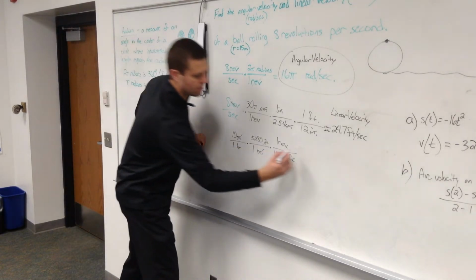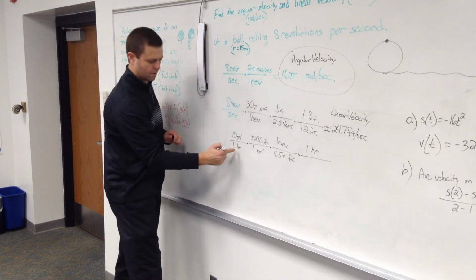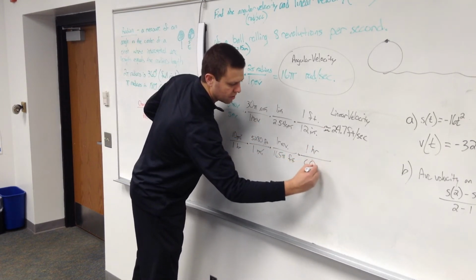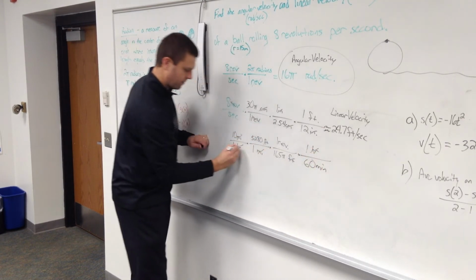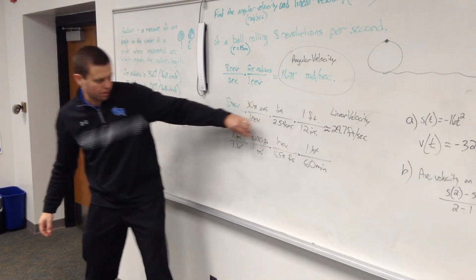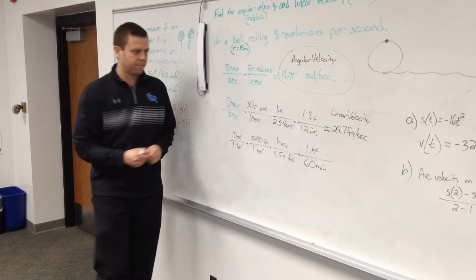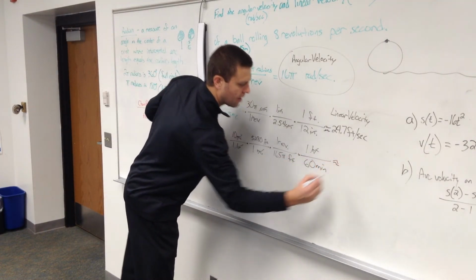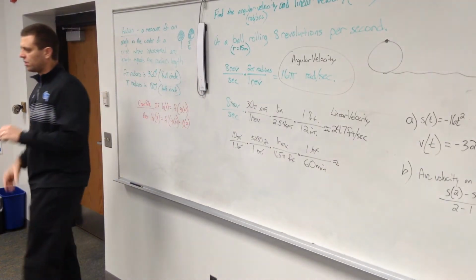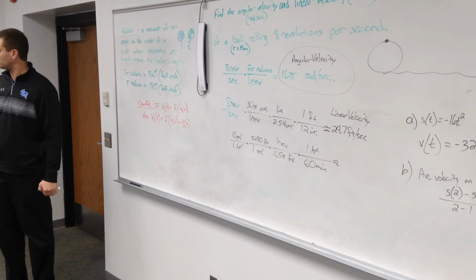Then you go to 60. We need hours on top. Or sorry, 1 hour is 60 minutes. So now do I have revolutions per minute? Yes, I do. I'll let you guys take this one. Get it, Dylan. How many revolutions does this Ferris wheel make in a minute when it is constantly moving?